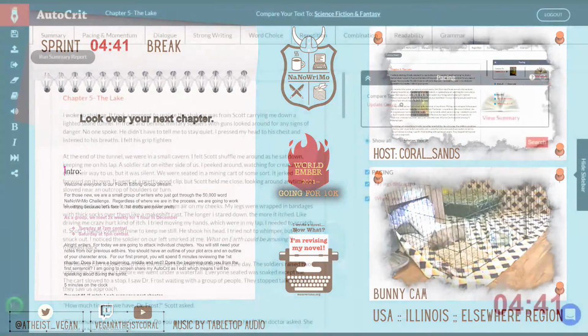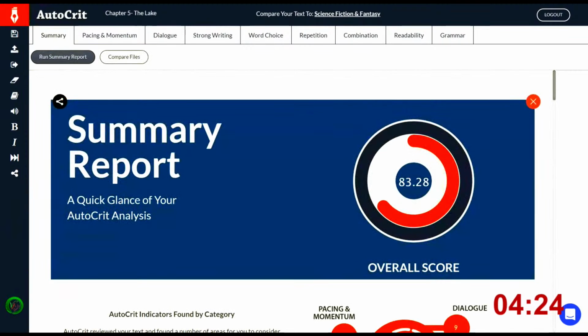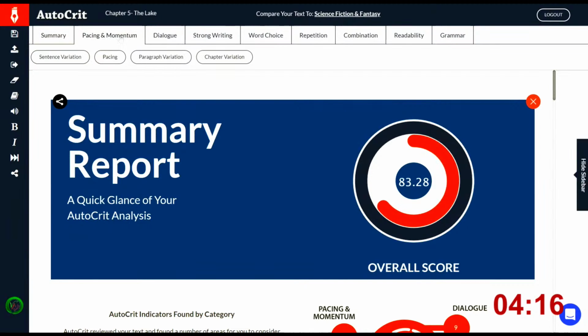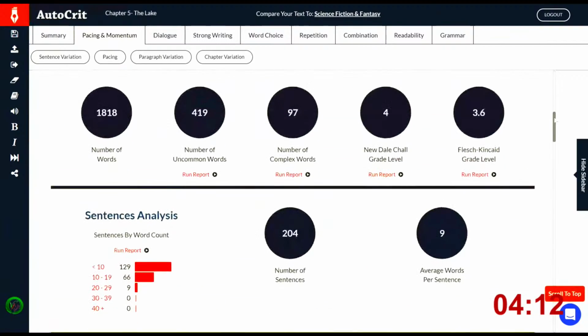All right, so I'm looking to make sure that this is my autocrit, and I'm looking to see if this has a beginning, a middle, and an end. I'm going to go into my summary and run my summary report. I am going to be talking through this 5-minute sprint. So my overall score for this chapter is 83.28.